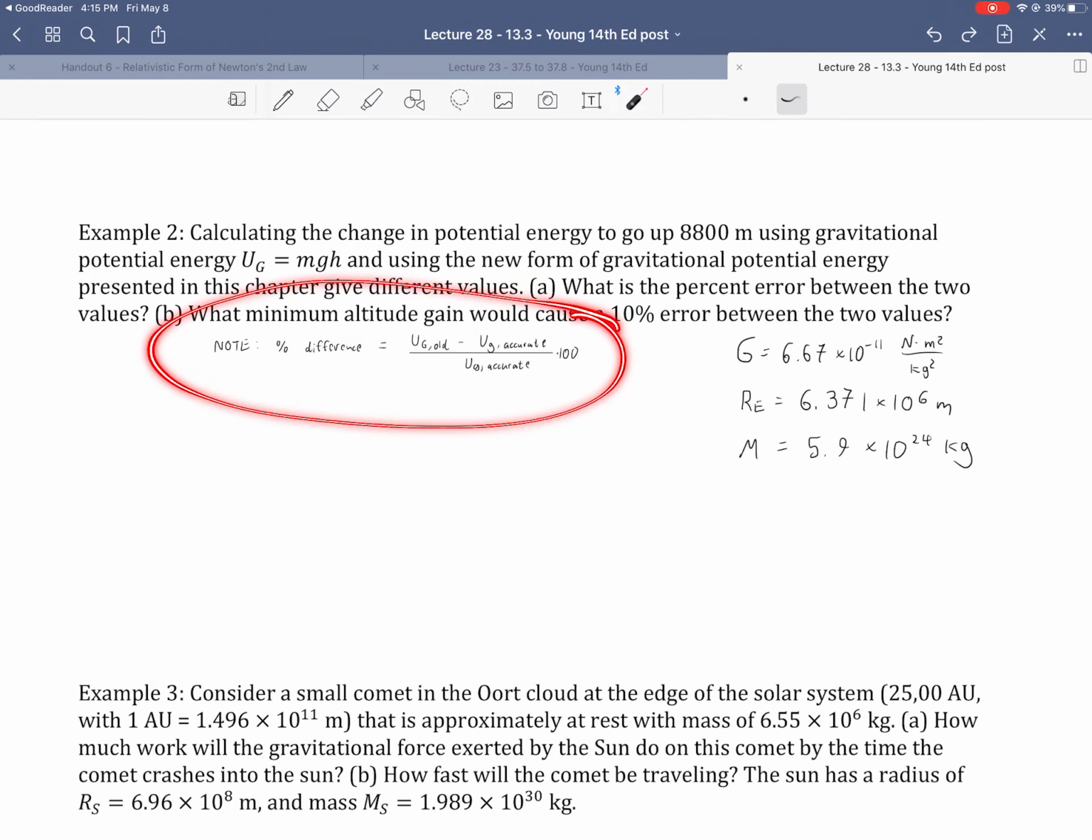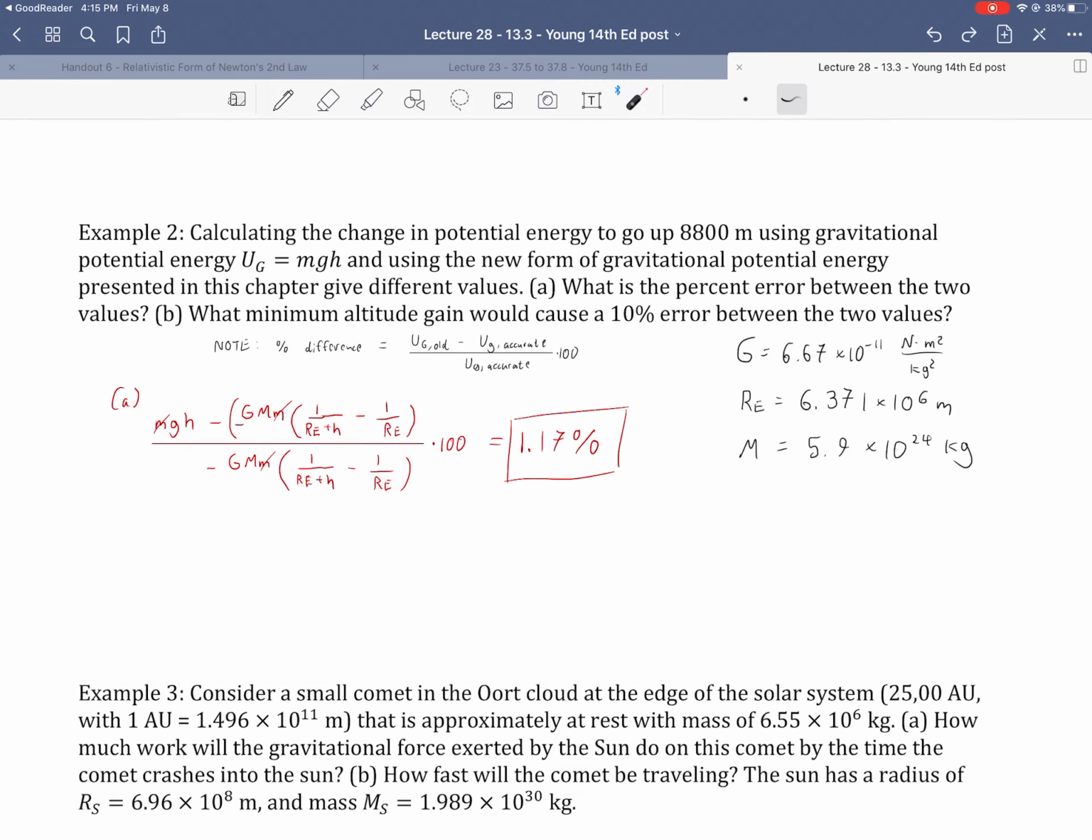Okay, we're going to use this percent difference formula. So we'll have the potential energy calculated the old way, the assumption way, mgh, minus the new way, the more accurate way, divided by the more accurate way. Because if you're doing a percent difference, you always divide by the better theory, or the true value. Multiply it by 100, of course, you get percent. All right, so this is the form, right? So U old is just the traditional way, it's just mgh.